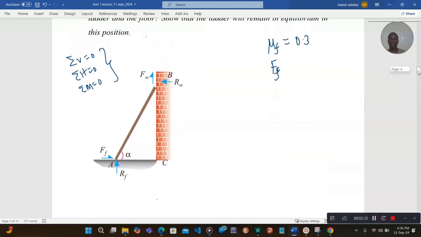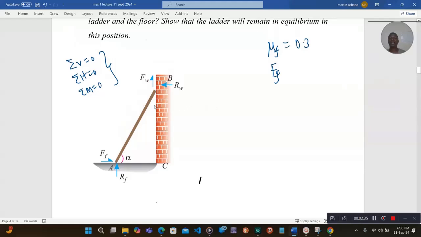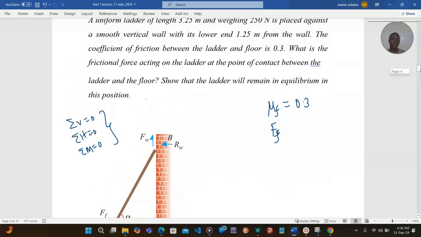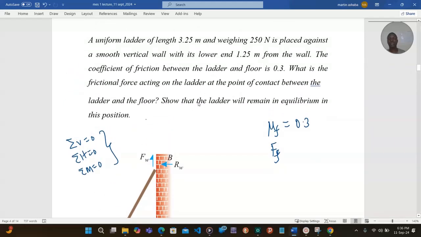The ladder will move, or any body that is under friction will always move, when the maximum limiting force, or the static limiting friction value, is exceeded. So the moment it is exceeded, then you have an issue to deal with the equilibrium. In other words, there will be motion at that point.